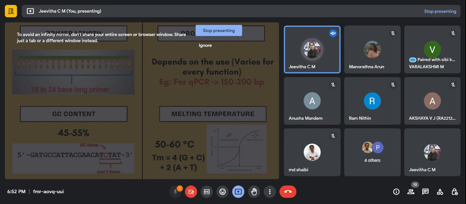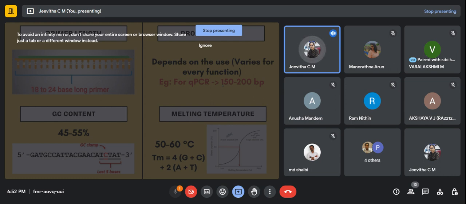And the melting temperature, we can focus on 50 to 60 degrees Celsius, because when you go above it, it will go for annealing at 95 degrees Celsius. So the minimum is 45 to 60, which is what we look into as the constant melting temperature.